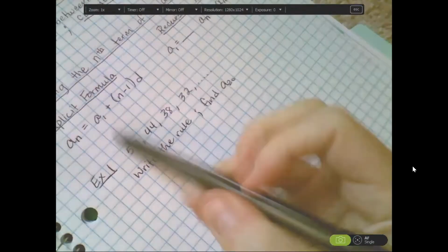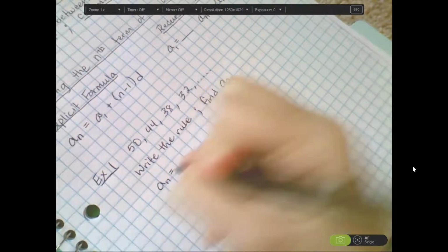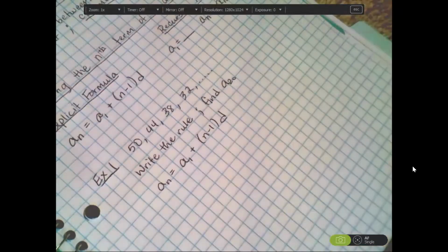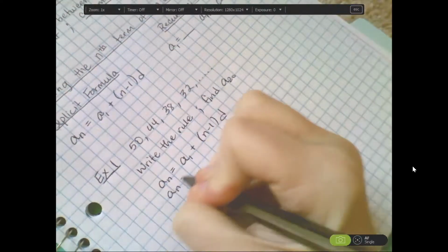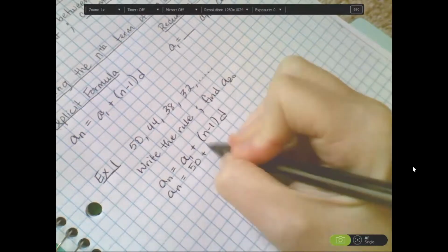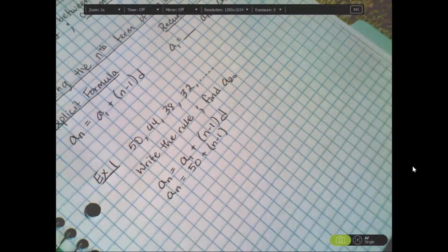So if we look back up here, this was our rule. So I'm just going to recopy that. A sub n, first term, n minus 1 times the common difference. So we have to look and see what we already know, right? So A sub n, we know the first term, that's 50. N minus 1, that's just going to stay that way, because remember, we're trying to find a generic formula that we can use for any term number.